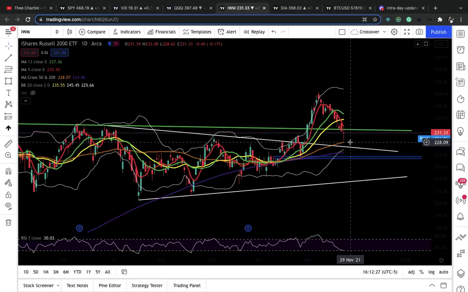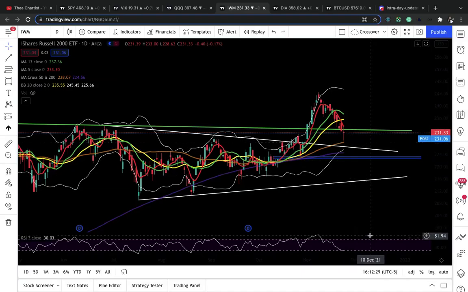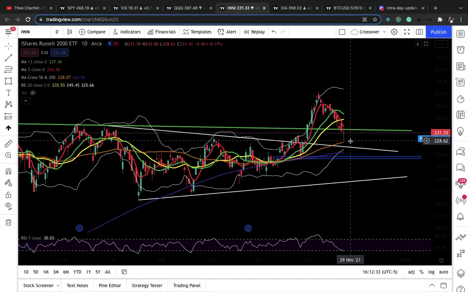All right, it almost touched the 50-day moving average. The 50-day moving average at 228. Okay, but as of right now, it's looking bearish. So because my bias is to the downside, I will continue shorting from resistance.